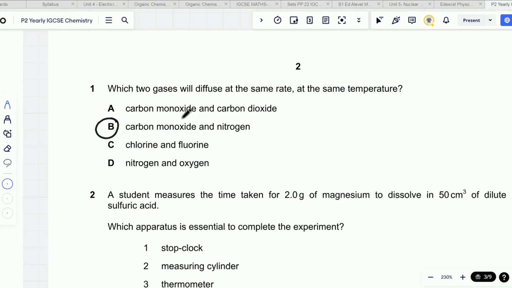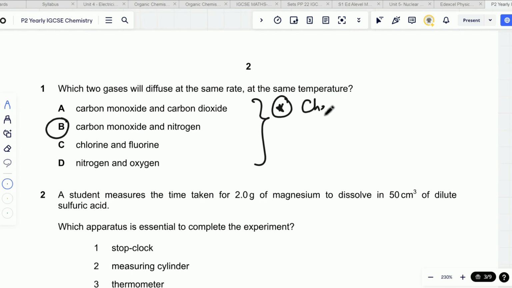They have the same MR. To see which two gases will diffuse at the same rate, what do we have to do? The key thing to solve this question is we have to check the MR of these elements or compounds. Those that have the same MR will have the same rate of diffusion, correct?